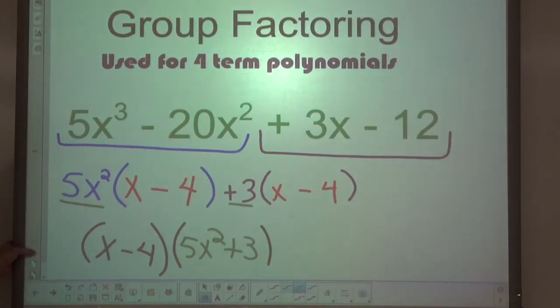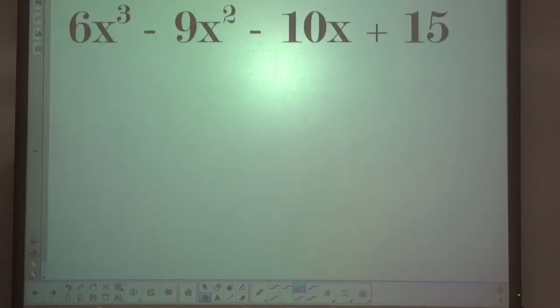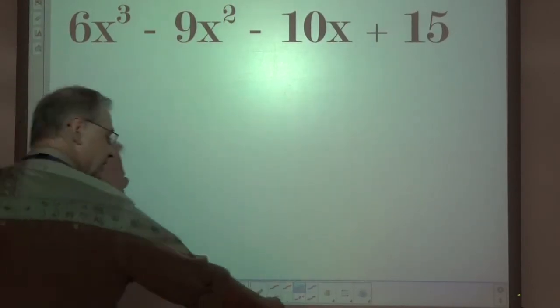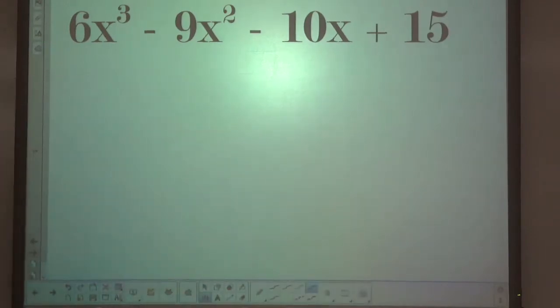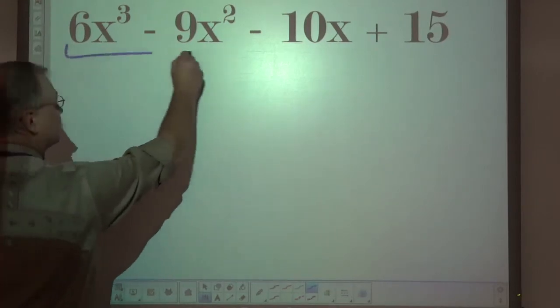Let's see this one. Pause it and give this one a try, having looked at that last one. See if you can do it. Hopefully you can. And then you can unpause it and we'll do it out.